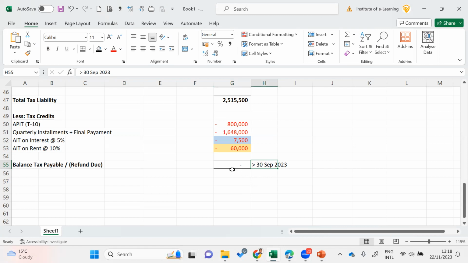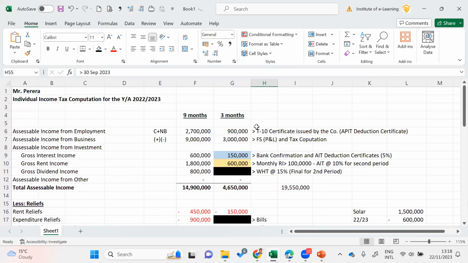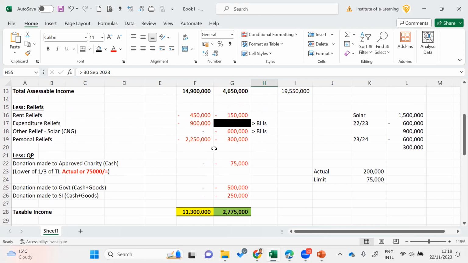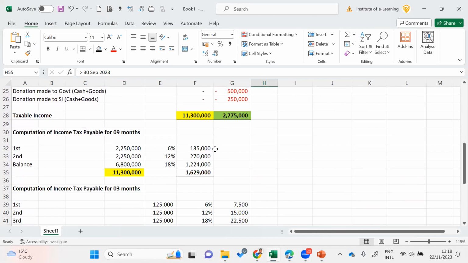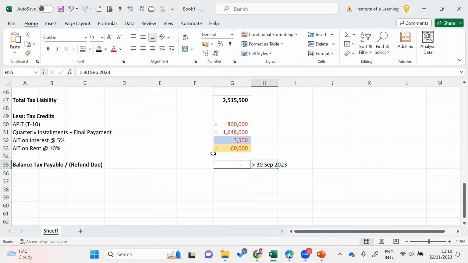So this is the basic computation of individual income tax for the year of assessment 22-23. Hope this is clear to you. If you have any doubt or clarification, you can comment under this video, and you can also email me. The email is in the channel.